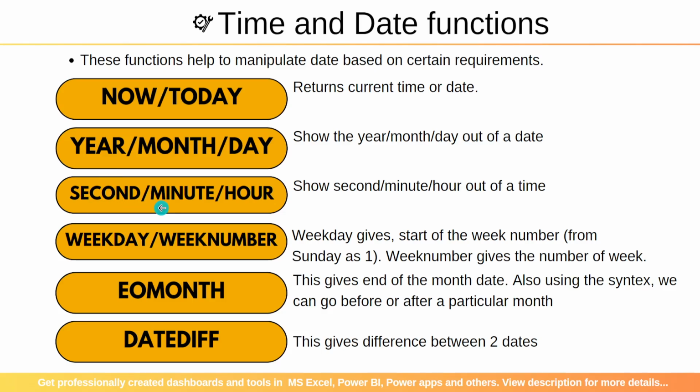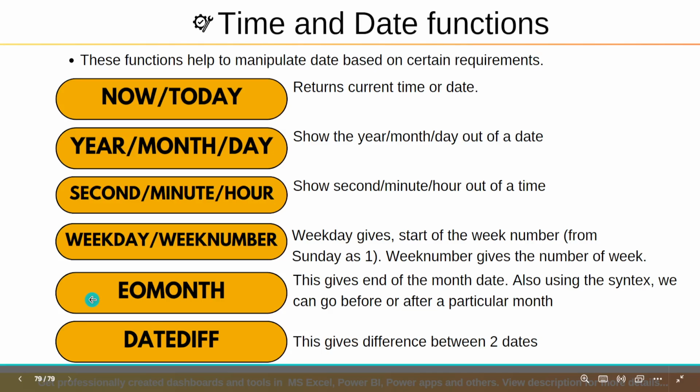Similarly, the second, minute or hour brings the second, minute or hour out of any particular time inside any column. Weekday or week number provides the specific number of the week or number of the day inside a particular segment. For example, if the week is starting from Monday and you are having Monday in your column, then it will show 1. If you are having Tuesday, it will show 2 and so on.